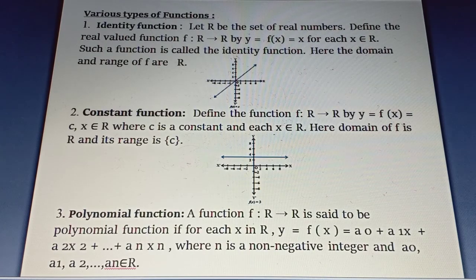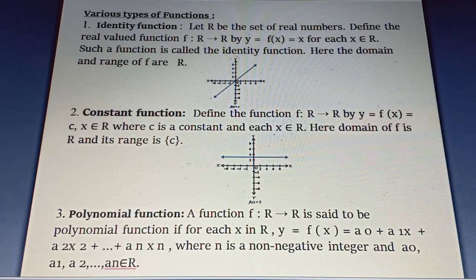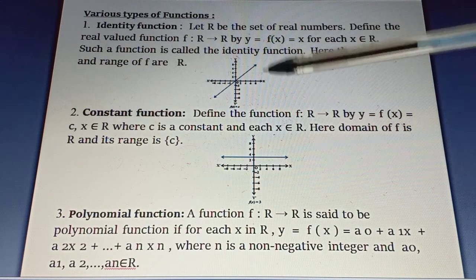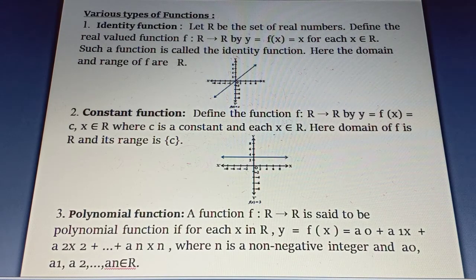Students, here I will discuss some types of functions. The first type of function is the identity function. In this type of function, we can express it like this: y equal to f(x) equal to x. Here y and x are equal. So this is the identity function. Next is the constant function. Here the value of f(x) is a constant, y is a constant. So y equal to f(x) equal to c. And this is the diagram of the constant function.